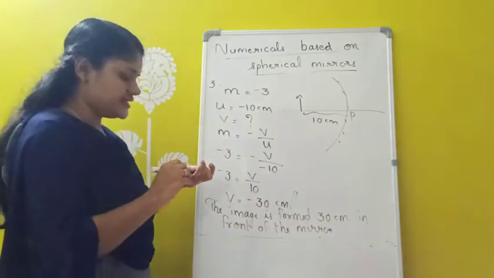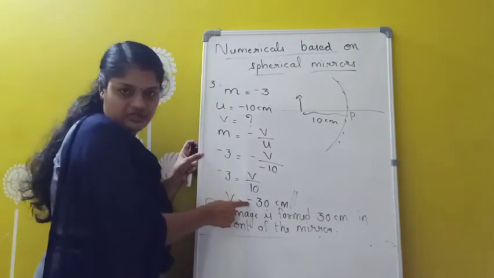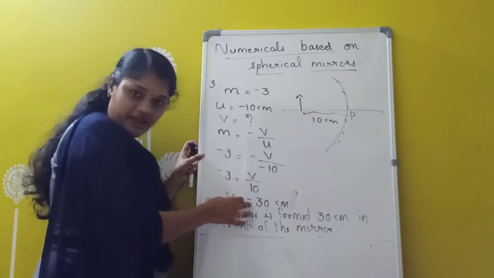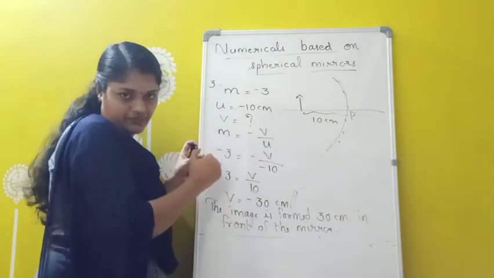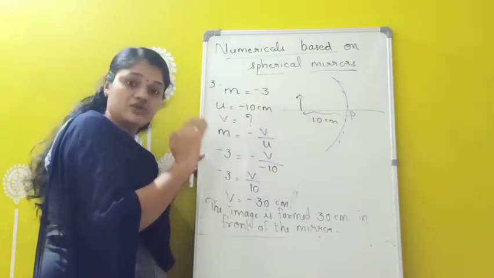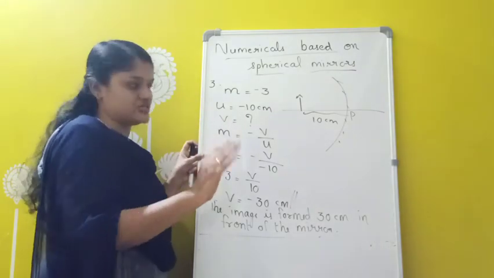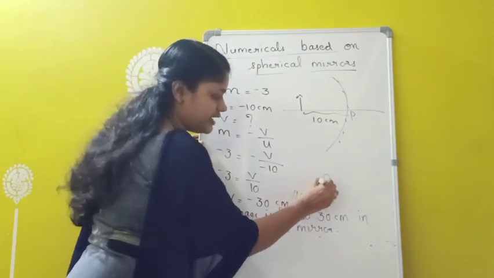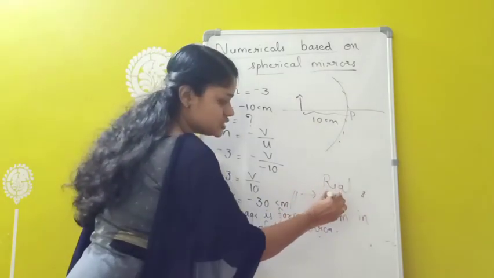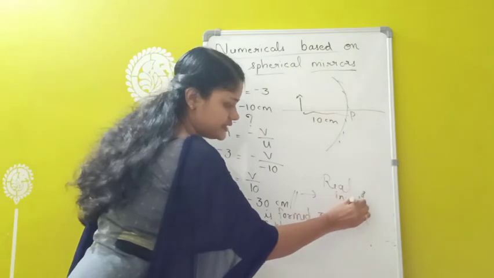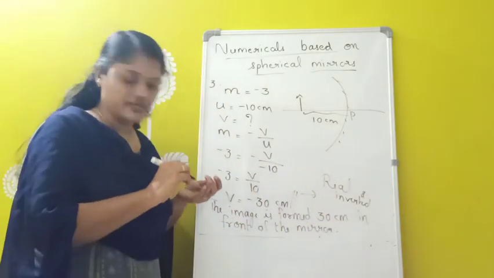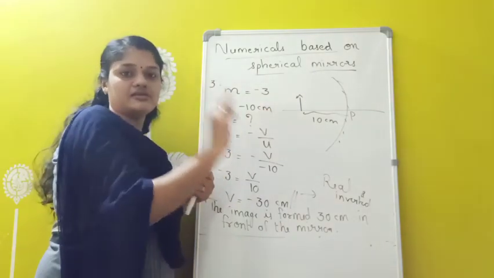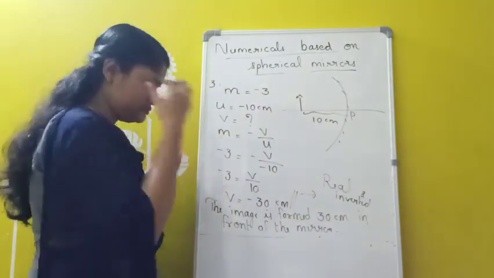So why I am saying it is in front of the mirror is I am getting minus. Whenever V is minus, in the case of a mirror, the image is formed in front of the mirror. And whenever we are getting the image in front of the mirror, it may be a real inverted image. There is no doubt in that. The image may be real and inverted. So whenever in the case of a mirror we are getting the image on the left hand side, it may be a real inverted image. Okay.